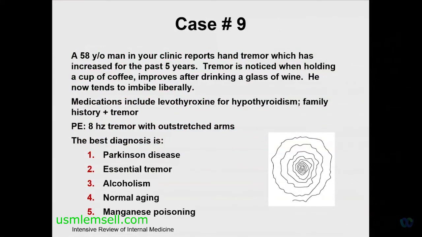Okay, so case number 9, a 58-year-old man reports to your clinic with a tremor. It's increased for the past 5 years. He notices it when holding a cup of coffee and it improves after drinking a glass of wine. He now tends to imbibe liberally. There are his medications there. Family history is notable for other family members with tremor.